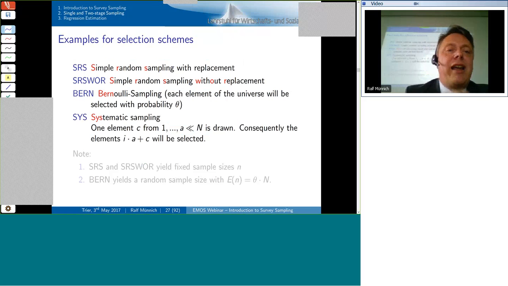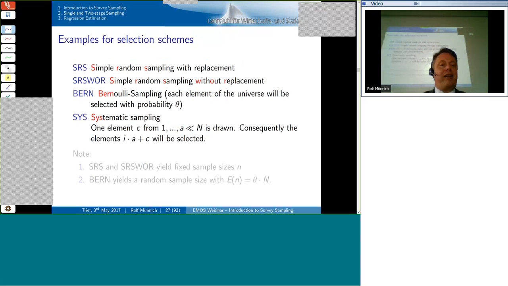Sometimes people write SRS-WR for "with replacement" to indicate that. I find it redundant, so in general I try to avoid it unless I really want to make sure you see the difference. Another one would be Bernoulli sampling. Each element of the universe will be selected with probability theta. So you go through the entire universe. For each element, you draw a coin, and with a certain probability, you select it or you don't select it.